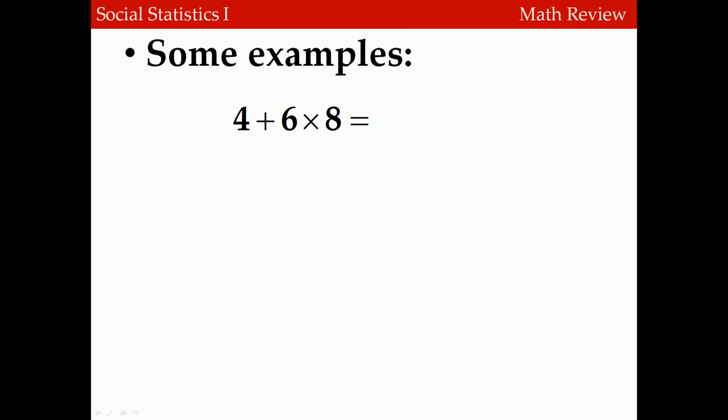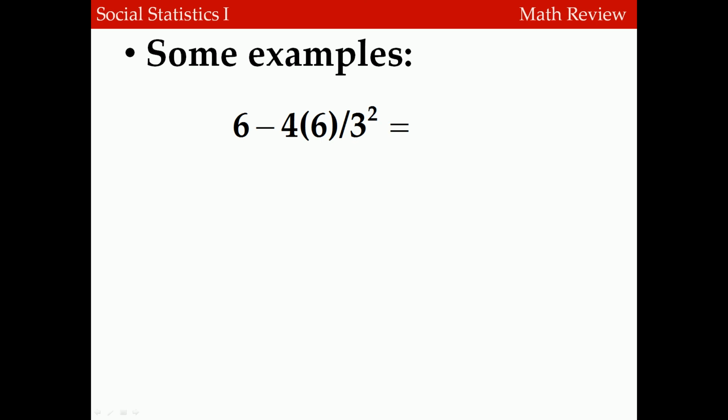Here we have 4 plus 6 times 8. How should we solve this problem? Well, rules of precedence tell us to start from left to right and start with exponents and roots, which there are none of here, and then move on to multiplication and division. We can see that we have 6 times 8, and that's going to be 48. And then move on to addition and subtraction. So first we multiply the 6 and 8 to get 48, and then we add the 48 plus 4. That gives us 52.